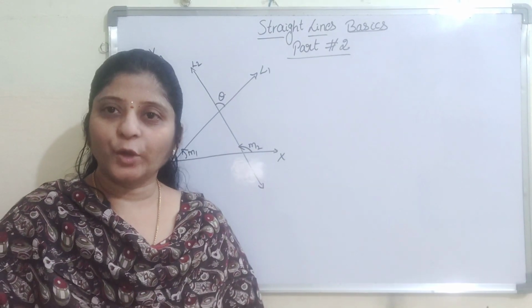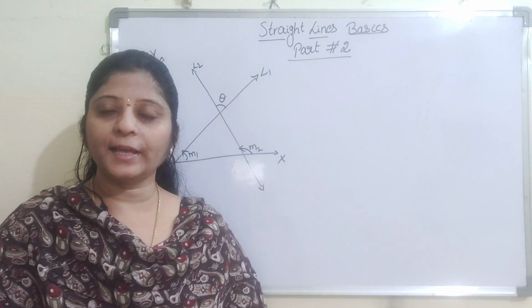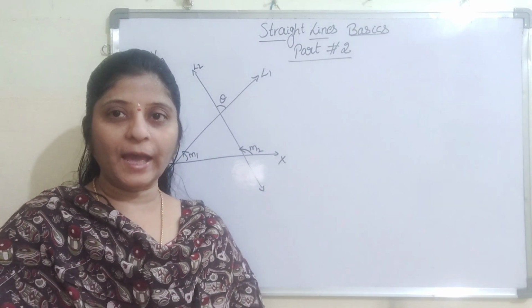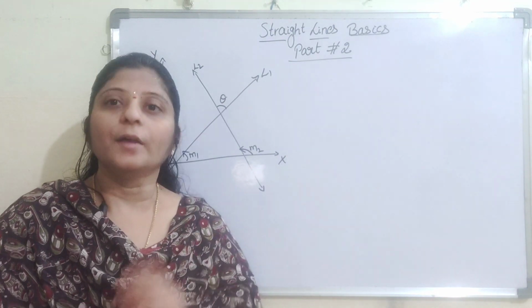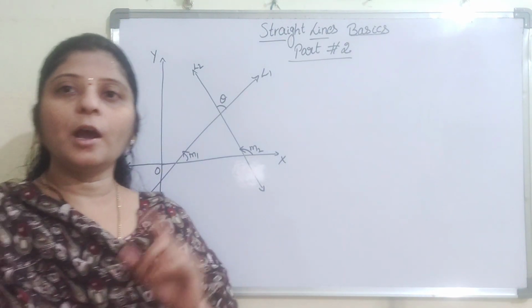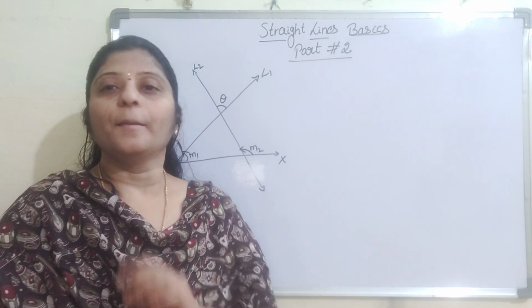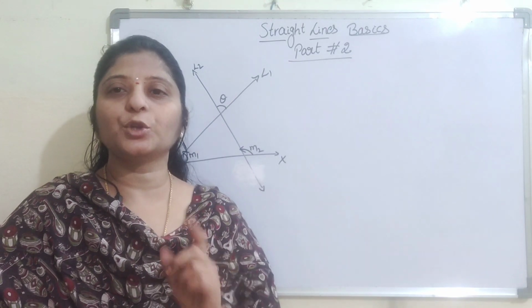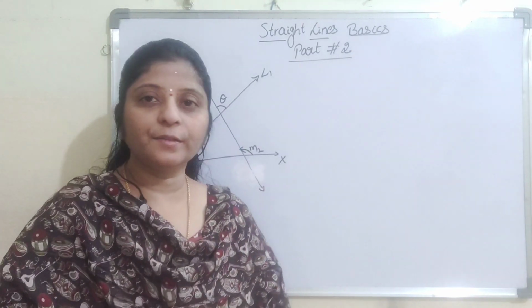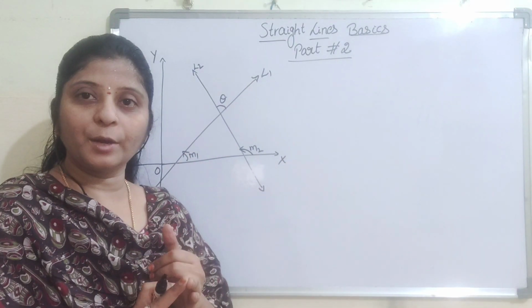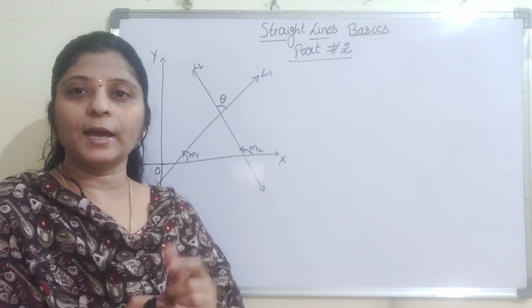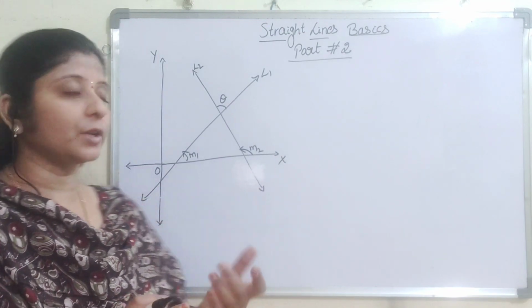Hi. In the last video we stopped at: when two lines are parallel, how will the slopes be? Slopes will be equal. When two lines are perpendicular, how will the slopes be? The product of slopes will be -1. Now we are discussing, if two lines are non-parallel and non-perpendicular, then what will be the angle, or what will be the condition?